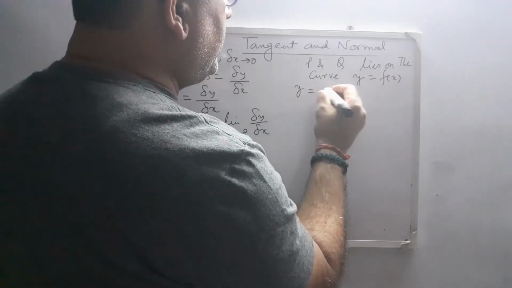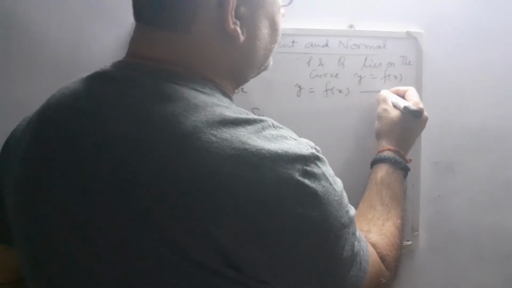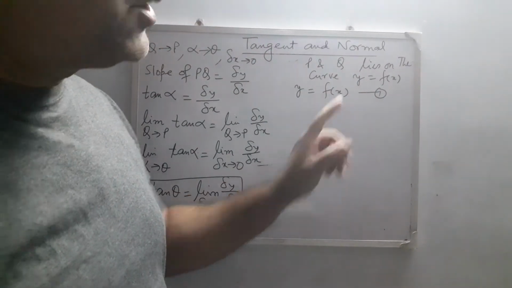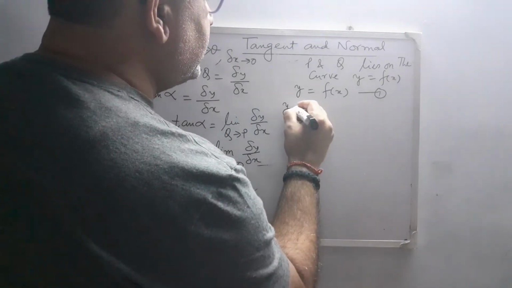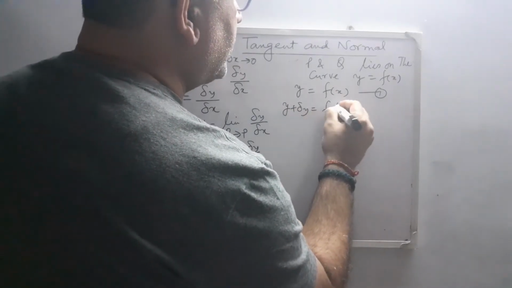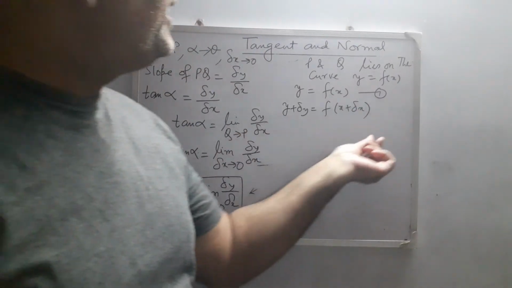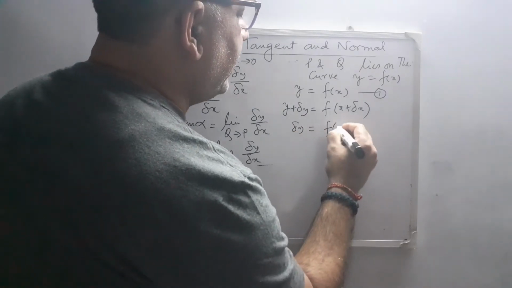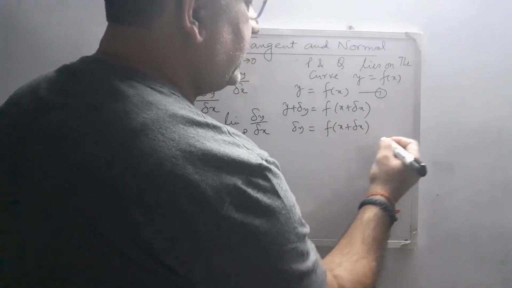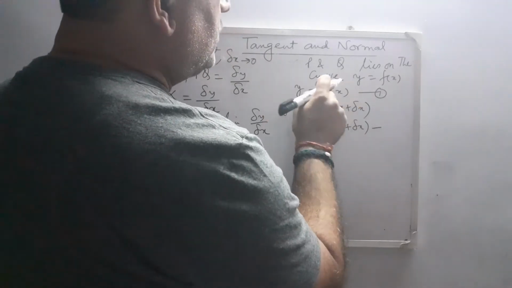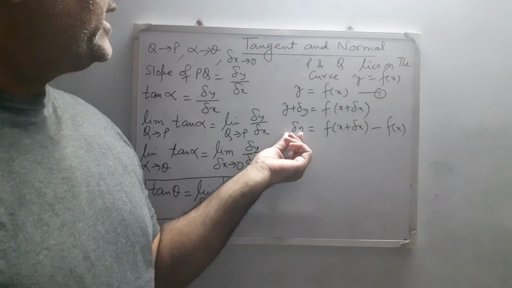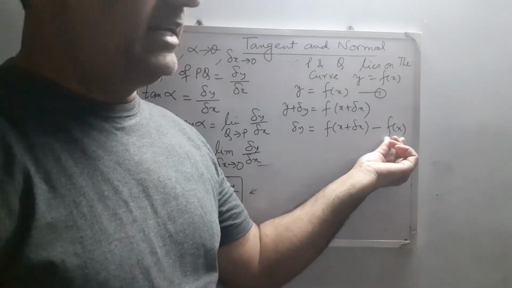So one equation which we have is y equals f(x), and the second equation, the coordinates of Q will also satisfy this equation. So what happens? y plus delta y is equal to f(x plus delta x). Now we can move this y to the right hand side. So delta y is equal to f(x plus delta x) minus y. The value of y is nothing but f(x). So now delta y is equal to f(x plus delta x) minus f(x).